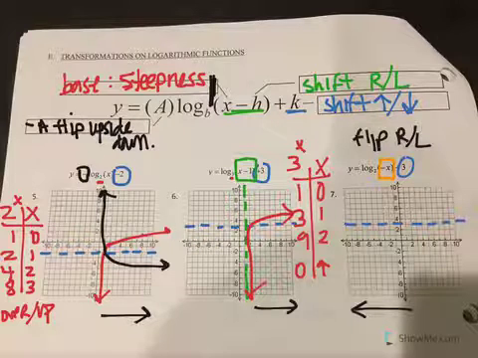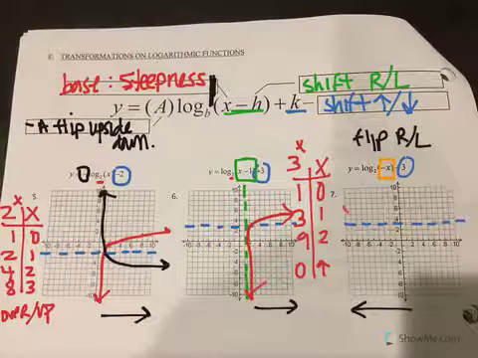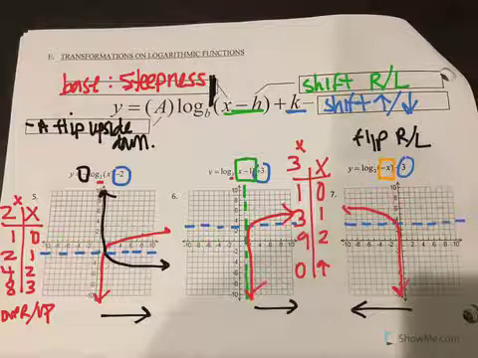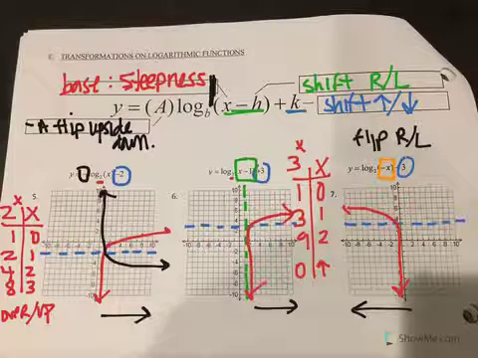So up 1 over 2, up 2 over 4, up 3 over 8, and there's my graph. All right, I want you guys to try 8, 9, and 10 on your own.